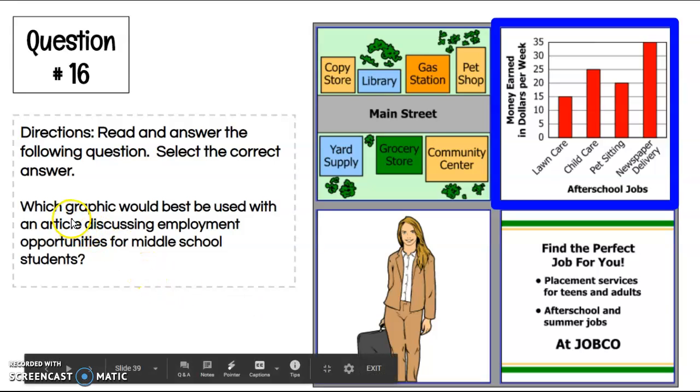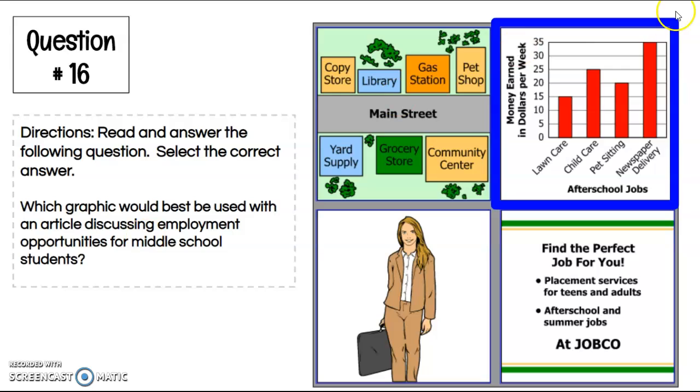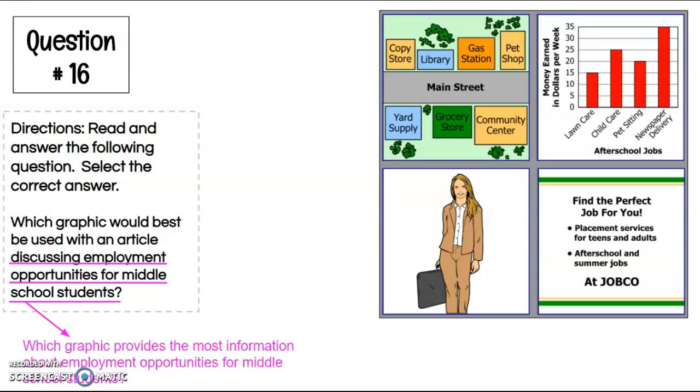Okay. Here, which graphic would best be used with an article discussing employment opportunities for middle school students? And the answer is this bar graph here about after-school jobs and how much money is earned in dollars per week for each of them. Okay. So discussing employment opportunities for middle school students. Which graphic provides the most information about employment opportunities for middle school students?